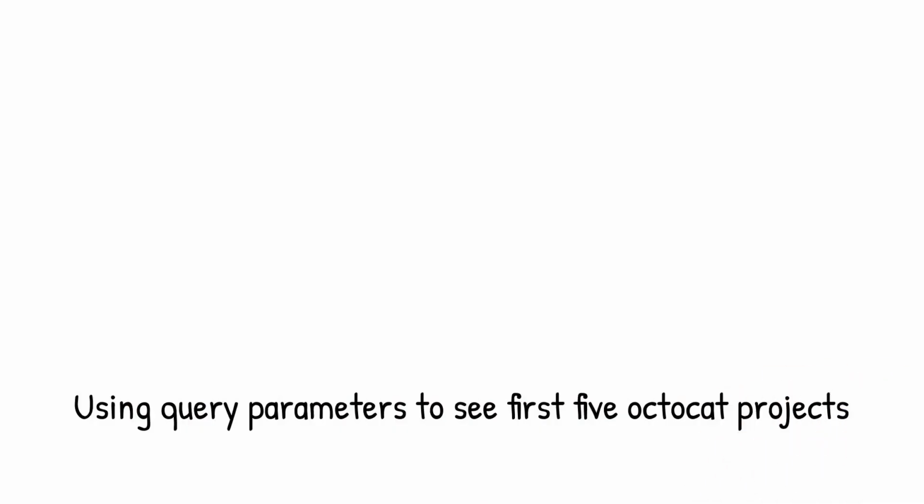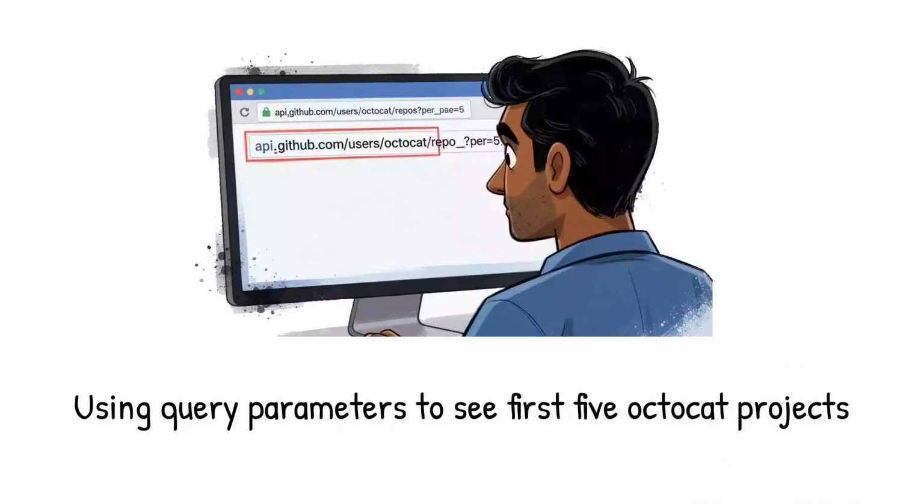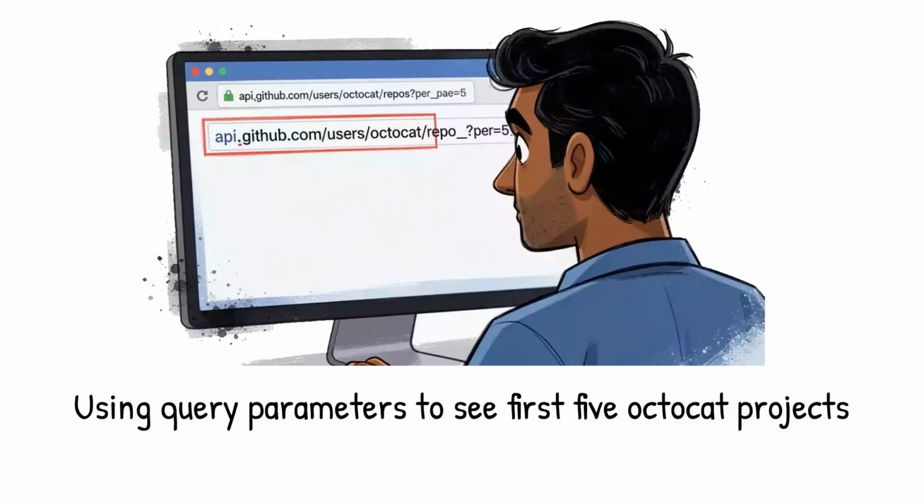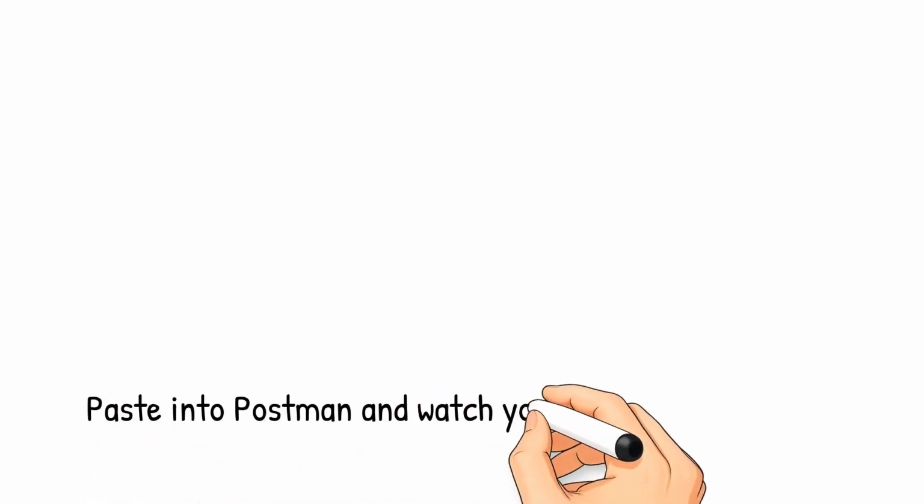So we take our address and add to the end /repos?per_page=5. The full address becomes api.github.com/users/octocat/repos?per_page=5. Paste that into Postman and hit send.